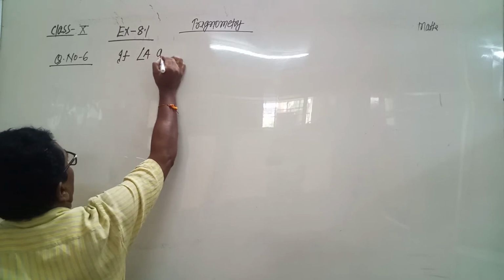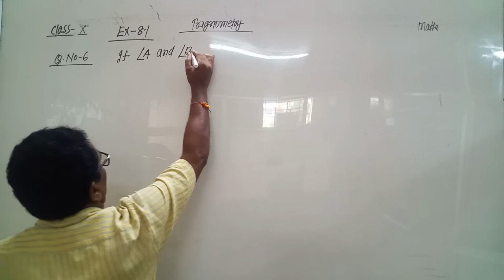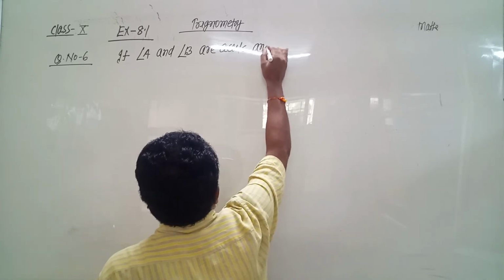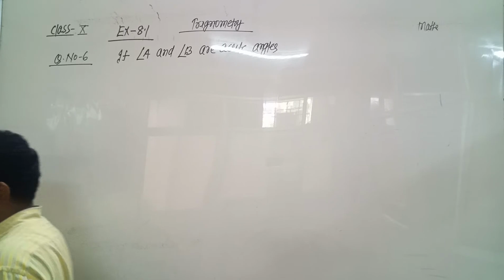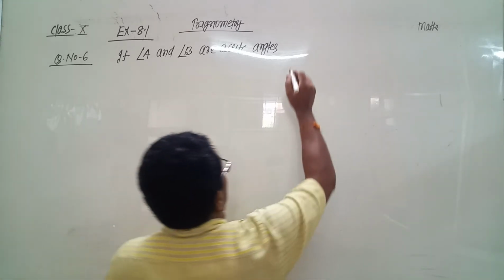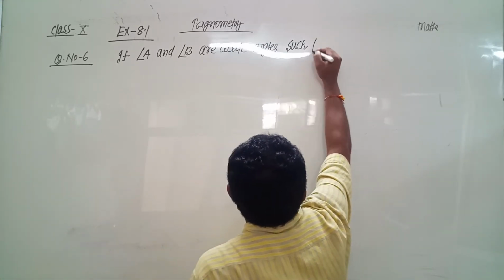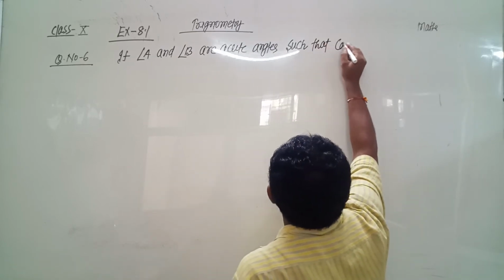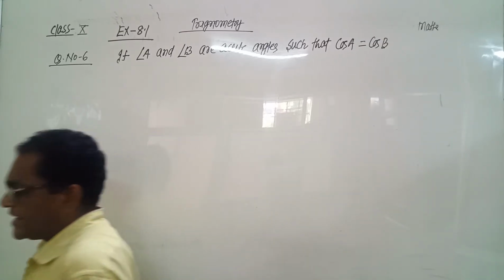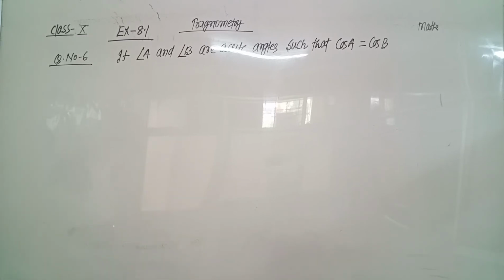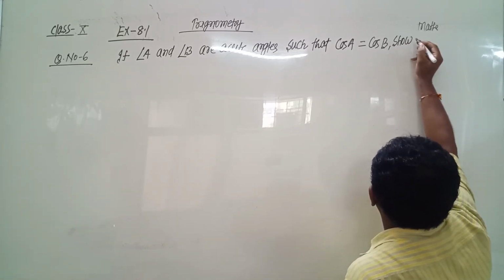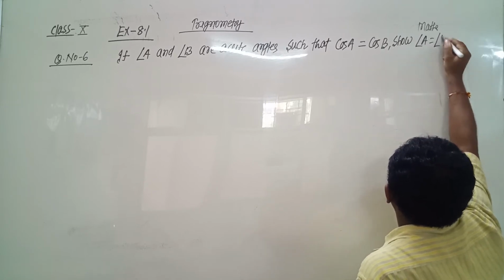if angle A and angle B are acute angles such that cos A equals cos B, then show that angle A equals angle B. Show that angle A equals angle B.